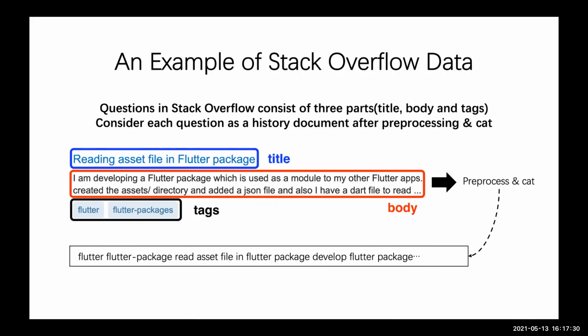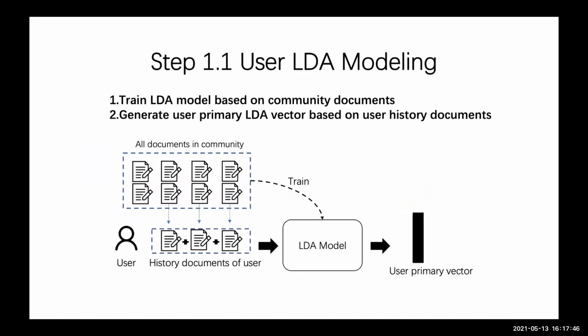To pre-process it, we remove the code and the stop words in it. As for text, we just need to stem it. After the pre-processing, we merge the 3 parts of the question together as one document. Then we use all the documents in the community to train the LDA model. After that, the user-related documents are collected as the user history document. The trained LDA model will vectorize the user history document and produce the user primary vector.